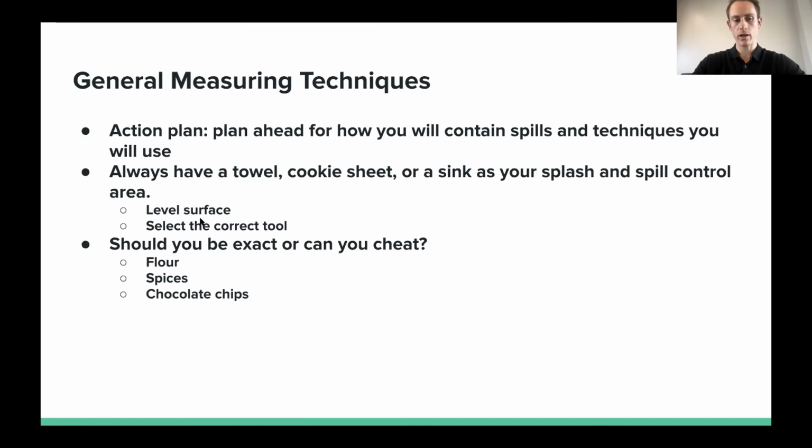How about chocolate chips and when you're making chocolate chip cookies? Have some C, you can cheat. Yeah, you can cheat most of the time with chocolate chips. Baking powder. So we could go on and on, but yes, that's kind of what you need to think about. Do you need to be exact or can you cheat? So there's some other ideas, salt, oil, milk, all those things. So think about whether you need to be exact or whether you can cheat. That is important.